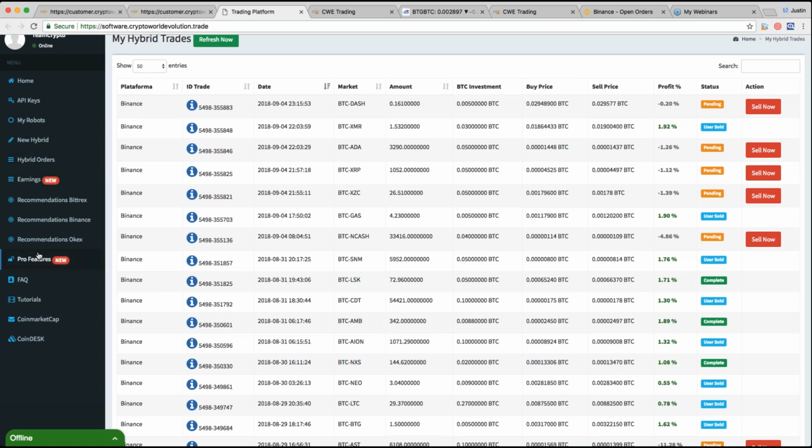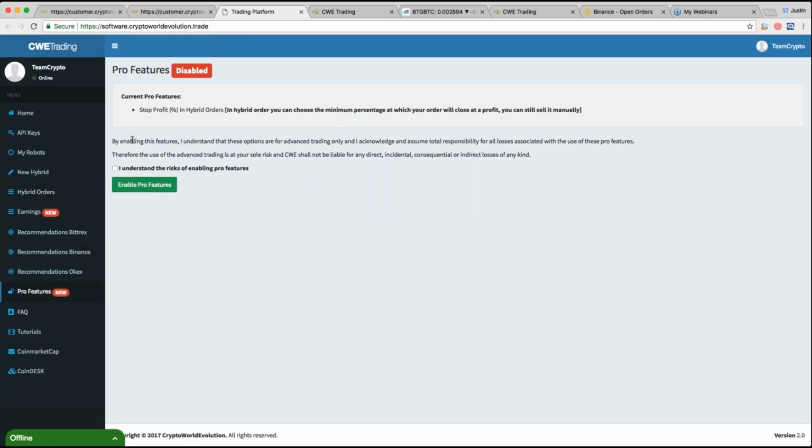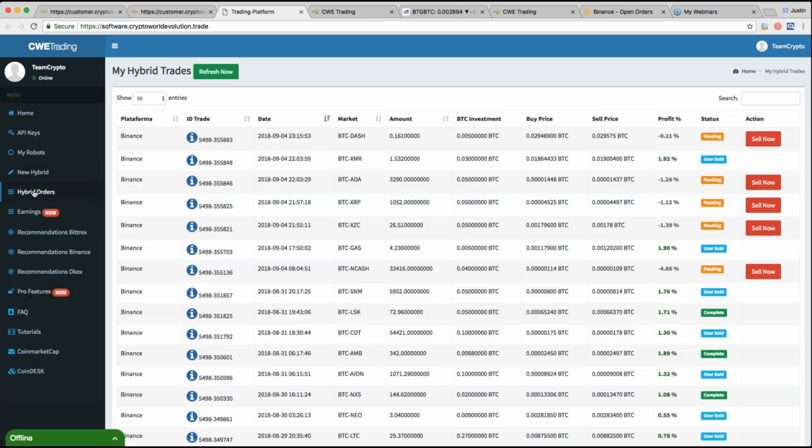Back to the pro features. If you get a hint that Bitcoin's running, you can watch it, or if you don't watch it, you can just take the recommendations from the mobile phone, clicks of a button, guys, and you're in. That's how simple this is. So don't overcomplicate it. I'm going to choose this: I understand the risk of enabling. I'm going to enable the pro features. It's enabled. I come back to my hybrid orders.